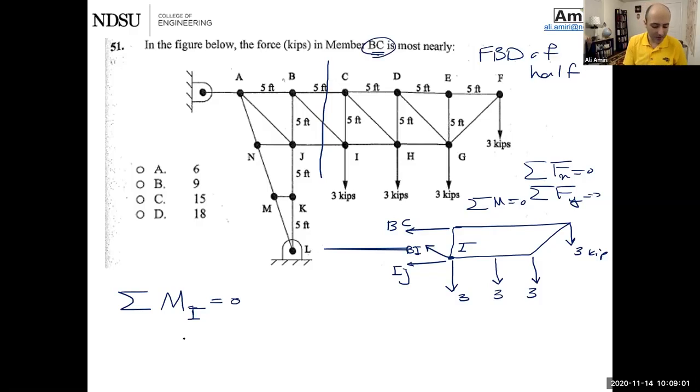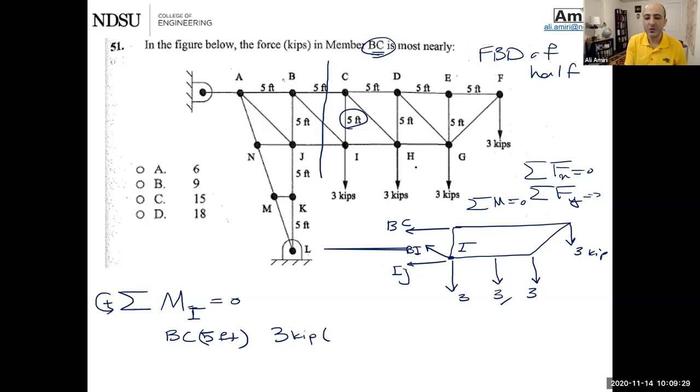So one moment, I'm going to go quicker here. Every force, you have to draw a moment about it. BC, perpendicular distance between point I and line of action of BC, it's right here, 5 feet. 3, IJ, BI, they all go through point I. I don't have to worry about it. Now I'm going to write this 3.